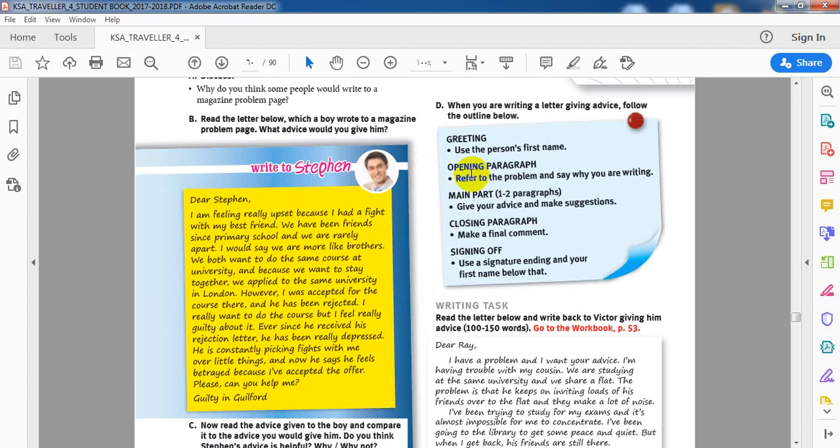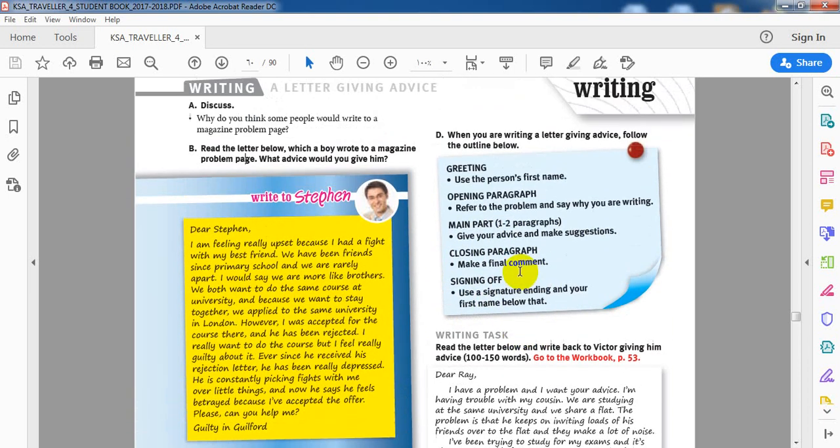Second step, opening paragraph. Refer to the problems and say why you are writing. The third point, the main part: for one or two paragraphs, give your advice and make suggestions. Closing paragraph: make a final comment or give advice. The last step is signing off. In this step, you can use a signature ending and your first name below that. These are the steps of how to write this informal letter.